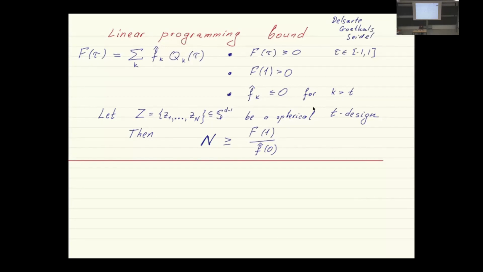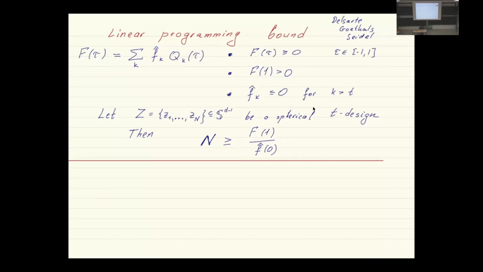And it tells you the following: assume you have a function with the following properties, that it's non-negative and strictly positive at 1, okay? And its Gegenbauer coefficients are 0 above some specific value t. Then if you have any spherical t-design, its cardinality has to be at least this same ratio. Okay. The proof is, again, quite simple.